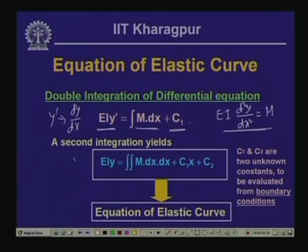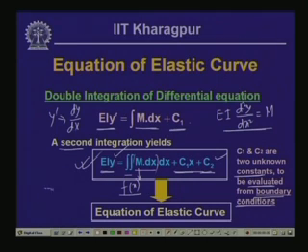Now, if we integrate this equation once again, the second integration yields EI y equals the double integral of M dx dx plus C1 x plus C2, where C1 and C2 are unknown constants, to be evaluated from the given or known boundary conditions of the beam. From these, we can write y as a function of x, because moment is a function of x in the beam, as we have seen in the past, and y can be evaluated along the length of the beam. So, at different points we can get the value of y, and if we plot the value of y along the length of the beam, that gives us the deflection curve or the elastic curve.